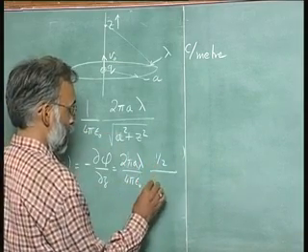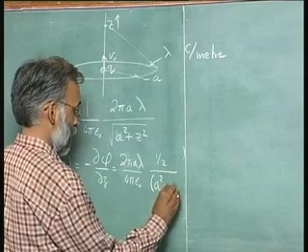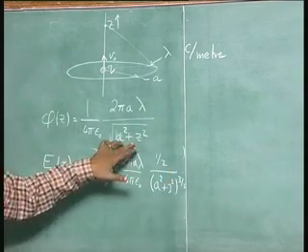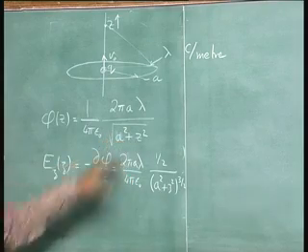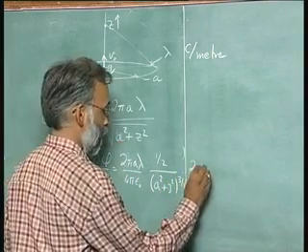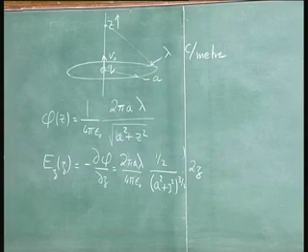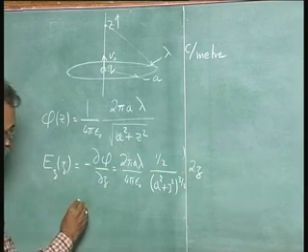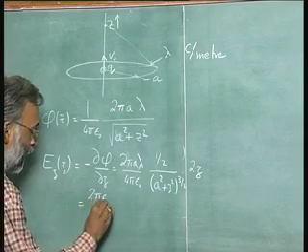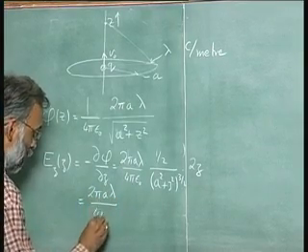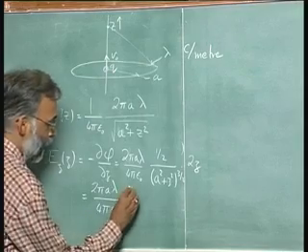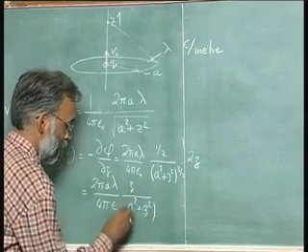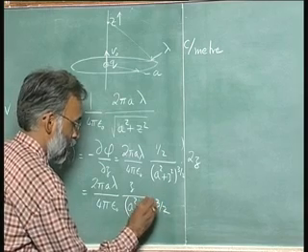So, I get half over a squared plus z squared to the power of 3 halves times derivative of a squared plus z squared with respect to z, which is 2z. The 2 cancels the half, and so I get 2 pi a lambda divided by 4 pi epsilon naught, z divided by a squared plus z squared to the power of 3 halves.